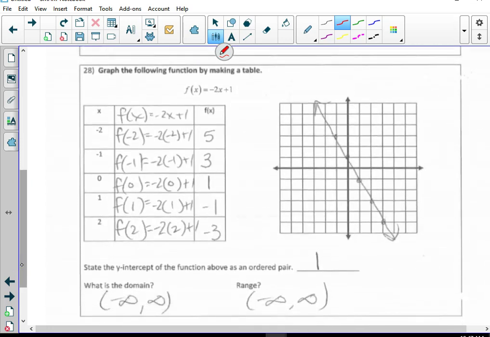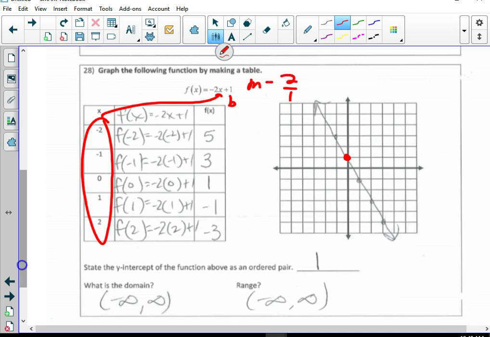More of the same. Graphing a line. Plug these numbers in right here, but be careful when you do it because -2. And again, you can check this. What's my B? Right here, my y-intercept. What's my slope? -2 over 1. That means down 2, right 1, down 2, right 1, up 2, left 1, up 2, left 1. So you can graph it that way and confirm with your table.